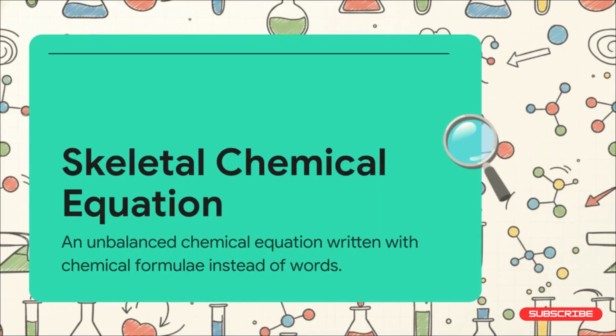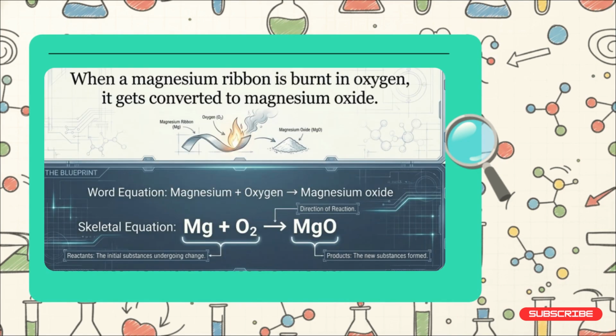But you know what? We can be even more concise than that. Instead of writing out the full words, we can just use chemical formulas. So magnesium becomes Mg, oxygen becomes O2. Magnesium oxide becomes MgO. And boom, we get Mg plus O2, arrow, MgO. This is what chemists call a skeletal chemical equation.